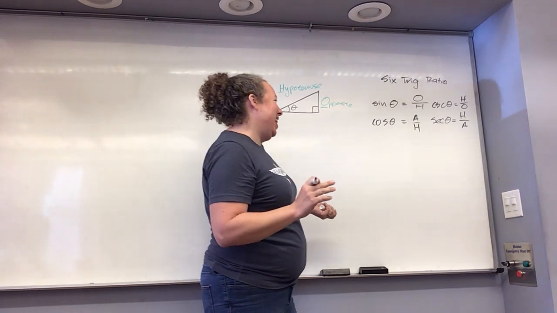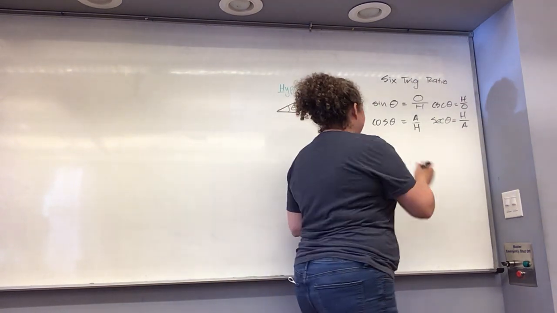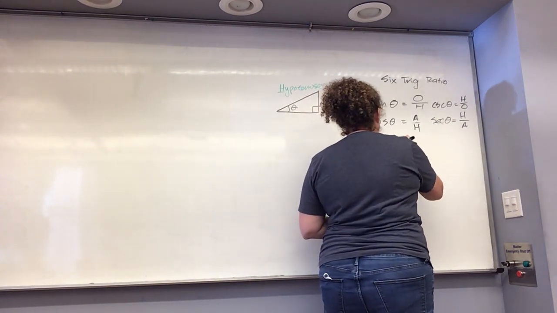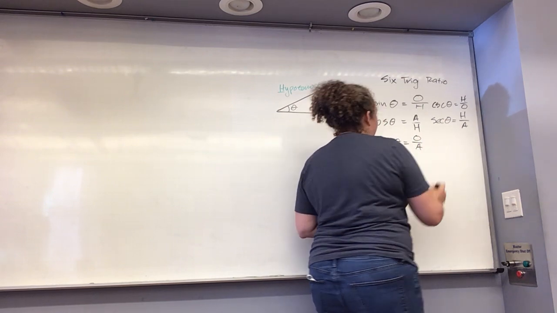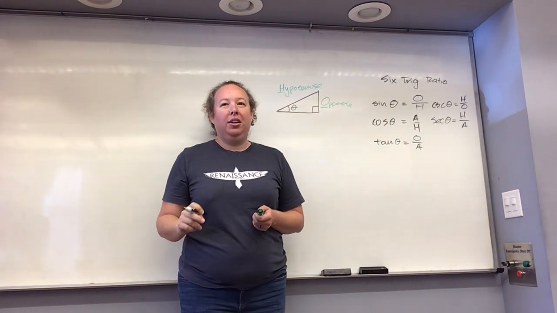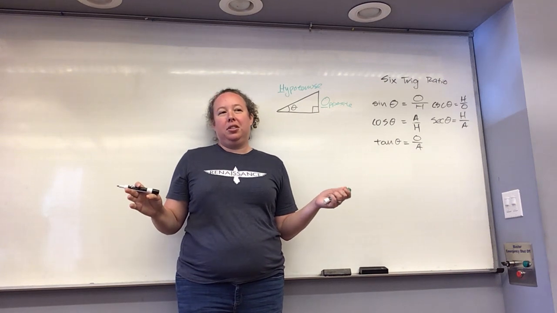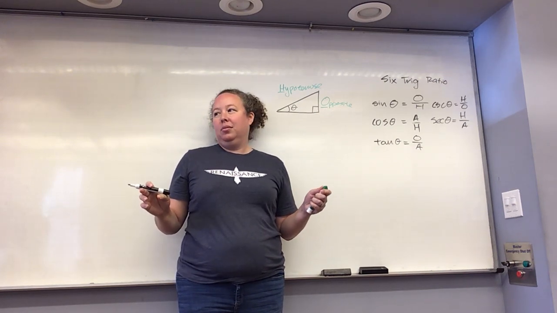Yes, Cade, what's another one? Tangent, which is opposite over adjacent. Very good. And so finally, our sixth buddy.